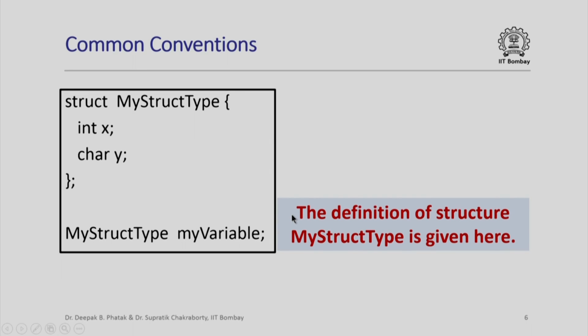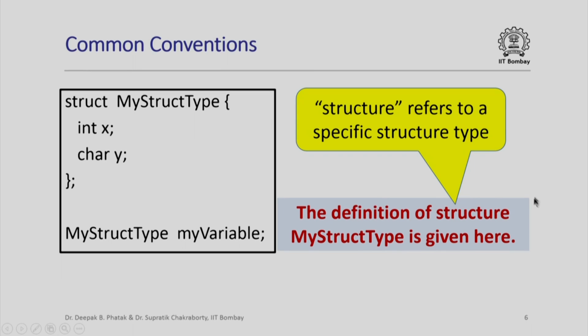Now if I say this English sentence, the definition of structure myStructType is given here. You will notice that the usage of structure over here is really to refer to a specific structure type, in this case myStructType. So when I say the definition of structure myStructType, I am really using structure to refer to the specific structure type myStructType.